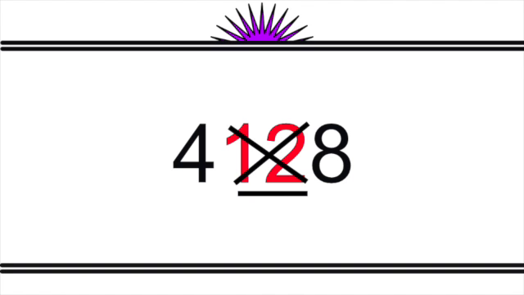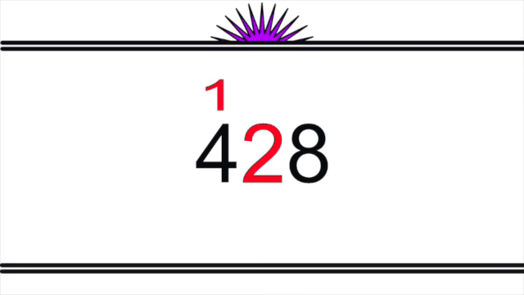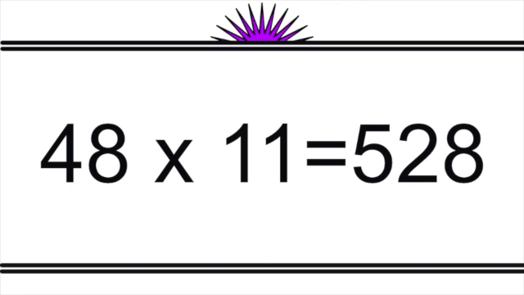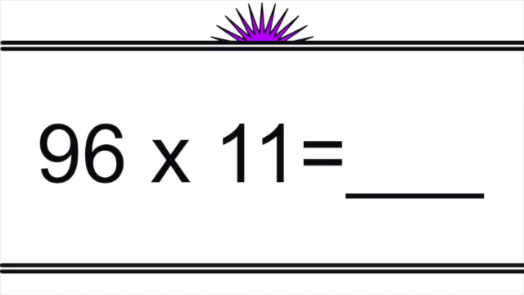What we do is we take the 12 and we put the 2 in between the 4 and the 8, and then we carry the 1 and add it to the 4, which makes 528. So 48 times 11 equals 528. Let's do another one. 96 times 11.